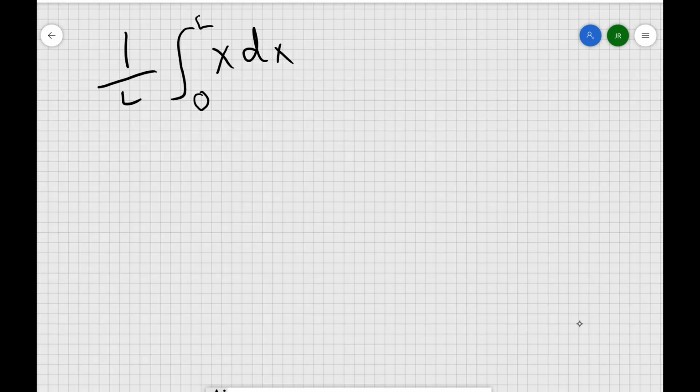Remember how to do an integral? It's just x to the first. We increase that by 1, and so it becomes x squared over 2. So I think it's going to be x squared over 2. Let me just put this as 1 over 2L. I'm going to put the 2 there.